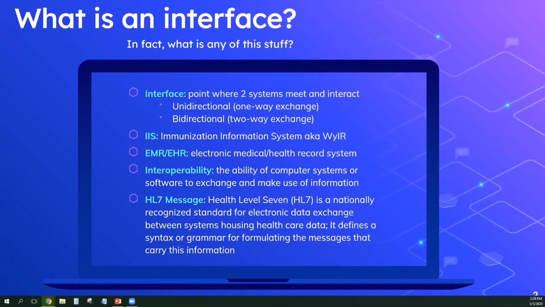Which brings us to interoperability. Interoperability is the ability of a computer system or software to exchange and make use of information. So the WyIR is an interoperable system, your EMRs are interoperable systems.